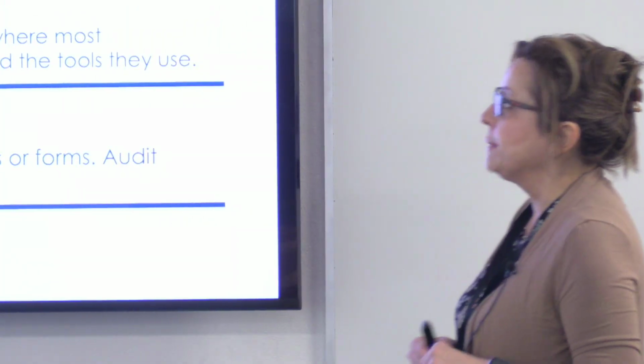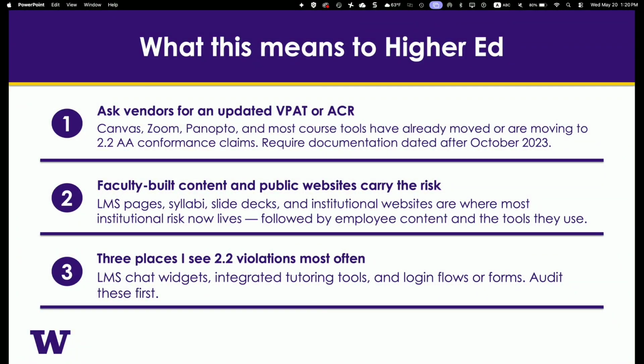Okay, so what does this mean for higher ed? We need to make sure that we ask our vendors for an updated ACR, an accessibility conformance report based on a VPAT, and we usually call them VPATs, that are dated at least after October 2023, if not later, to make sure that they have been updating. Then check and see if they're working on conformance with WCAG 2.2 AA.